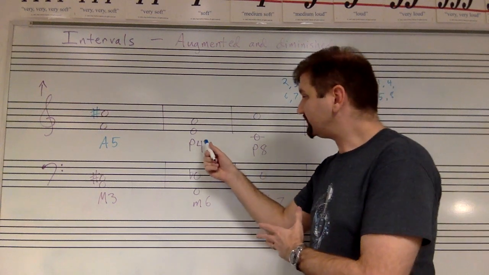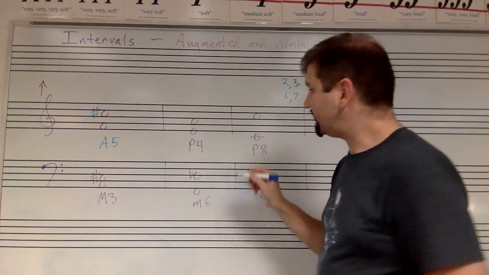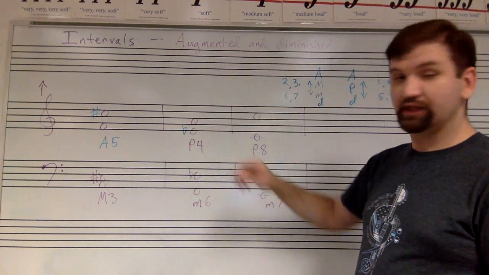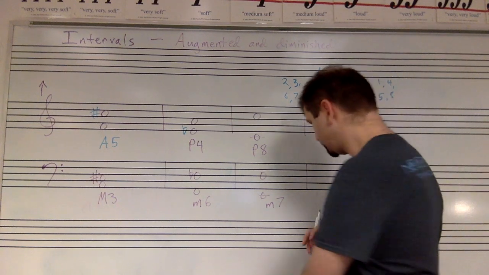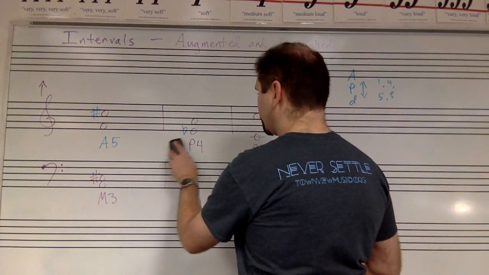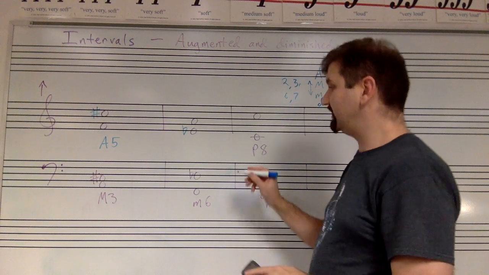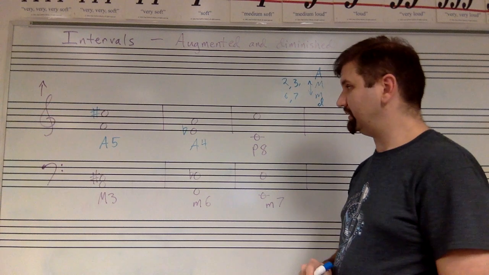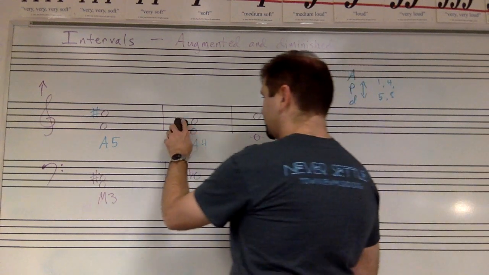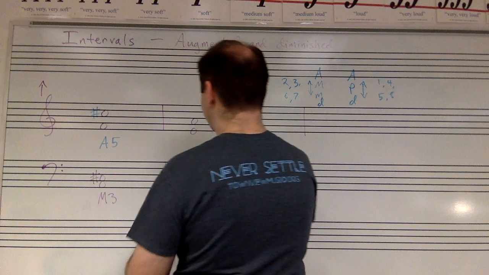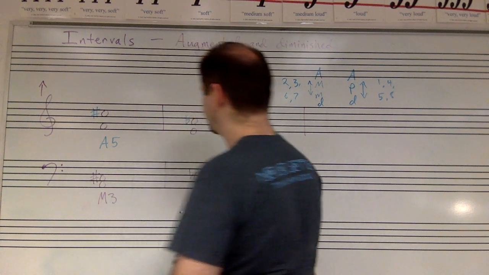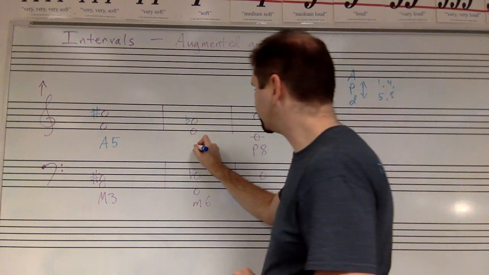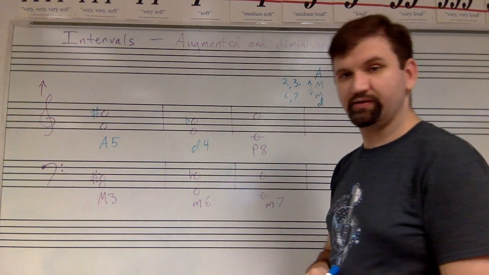Up next, we have a perfect fourth, and if I increased the perfect fourth, in this case I lowered the bottom note to increase the size of the interval, I don't have a perfect fourth anymore, I have an augmented fourth. If I decrease the interval, now I've gone smaller than a perfect interval, so I have a diminished fourth.